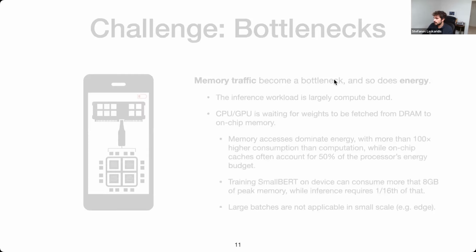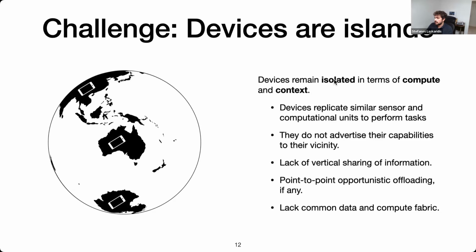Right. So last, devices remain largely isolated, and they replicate similar setups in terms of their hardware or sensors without leveraging the coexistence of other devices in their ecosystem, in their network. Information remains siloed inside each device, and there is point-to-point communication only opportunistically, if any. A prime example is the Apple Handoff feature between devices of the same ecosystem. Therefore, the current landscape lacks a common data and compute interconnect that hinders many use cases from being realized.